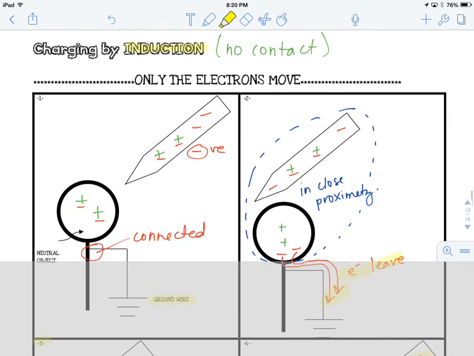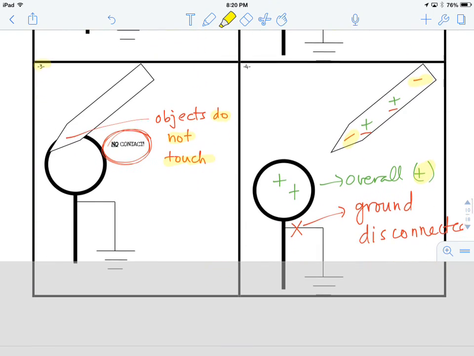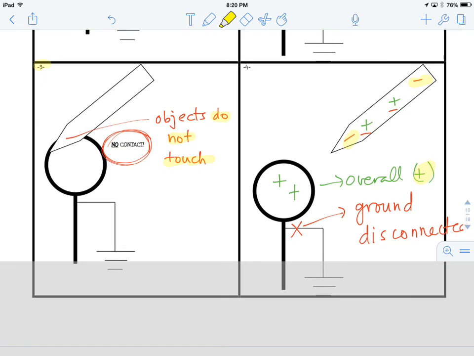So we're going to talk much more about these two methods of charging, but this is the introduction for what you need to know so that we can really get into this in more detail tomorrow.